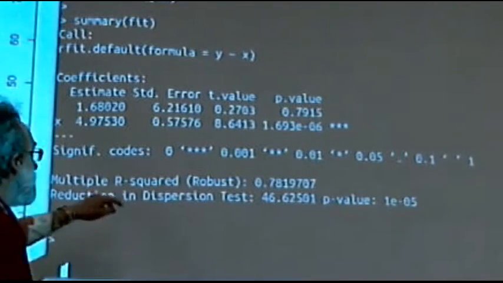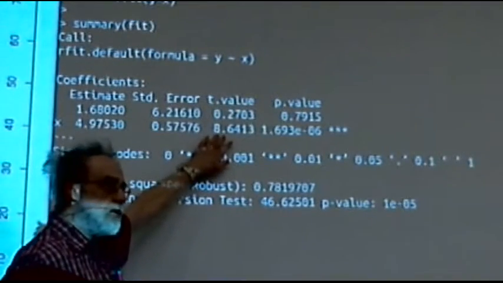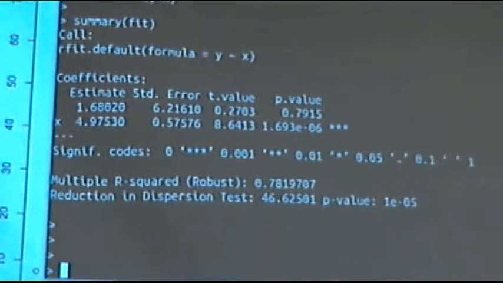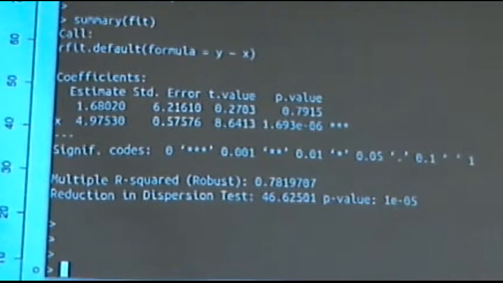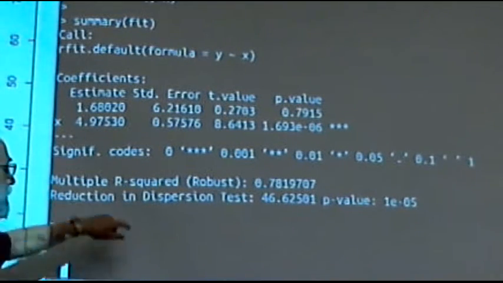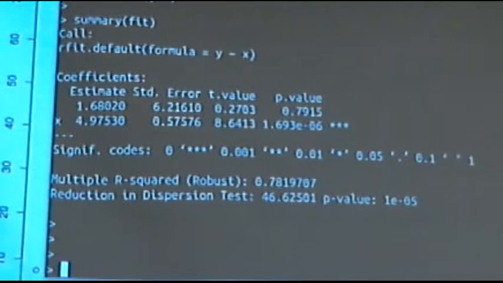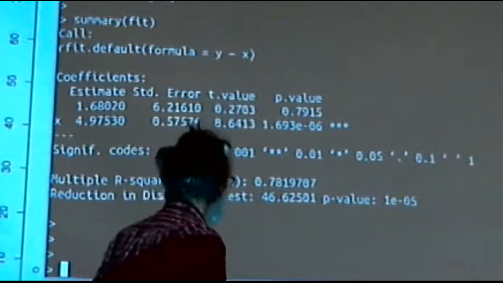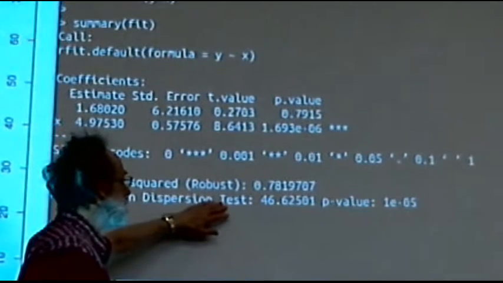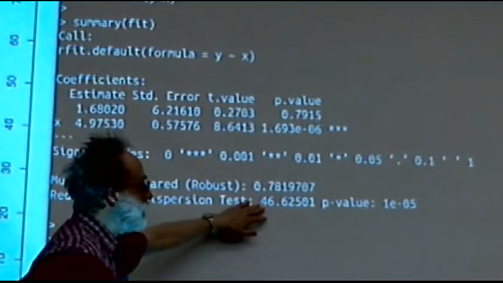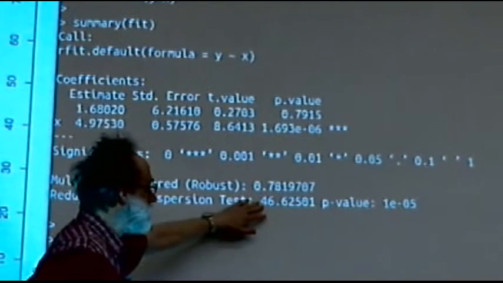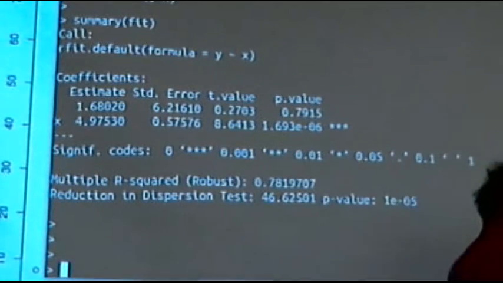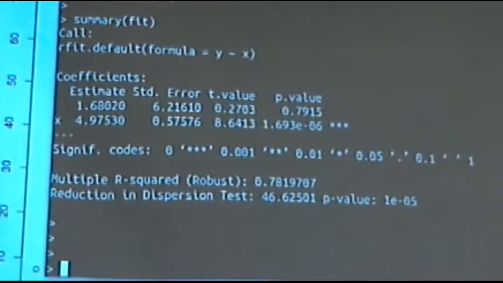We could also do a t-ratio. T is 8.6. Think of it like a z, so you know you're going to reject. And this is like the R squared we talked about. And this would be the test based on a dispersion function. It's 46, p-value 0 to 4 places. We'll differ a little bit from this.